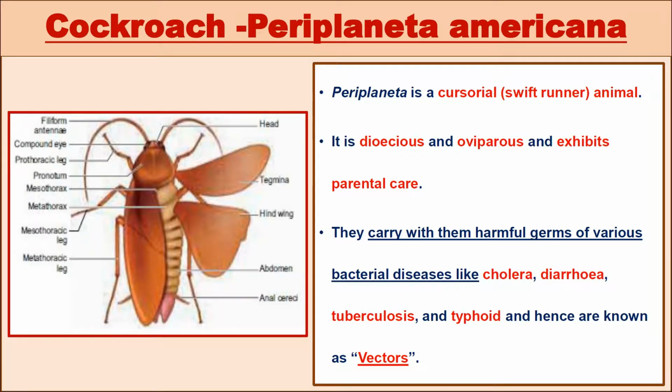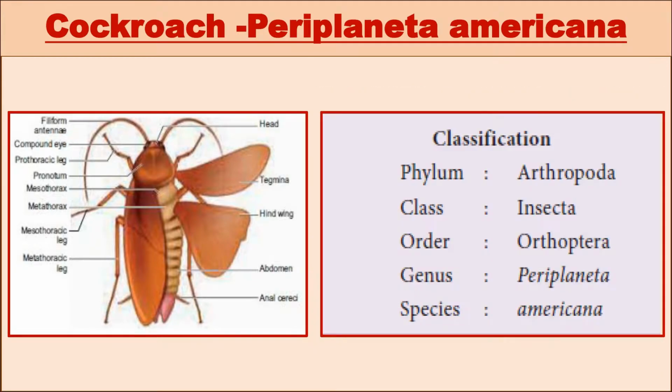Periplaneta is a cursorial animal, which means it has limbs for its movement. It is a swift runner. It is dioecious, which means male and female organisms are separate. Oviparous, it lays eggs to produce their young ones and exhibits parental care for them. They carry harmful germs of various diseases like cholera, diarrhea, tuberculosis, typhoid, etc. And so they become powerful vector organisms for causing diseases among human beings.